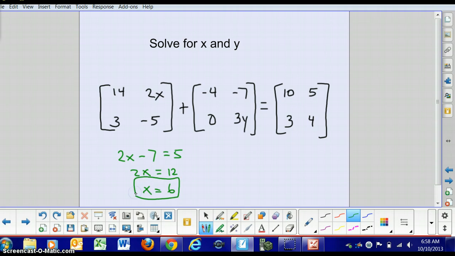Alright, good. Now there's also another variable on here, which is variable y. I need to find y. Let's see, 3 plus 0 equals 3. That's good there. Negative 5 plus 3y equals 4. I think that's what I need. Negative 5 plus 3y equals 4. Add 5 to both sides. So now I get 3y equals 9. y equals 3. Alright, we solved for x and y.